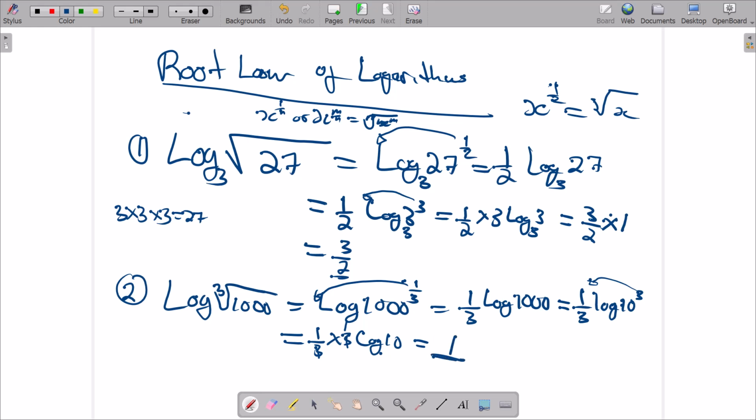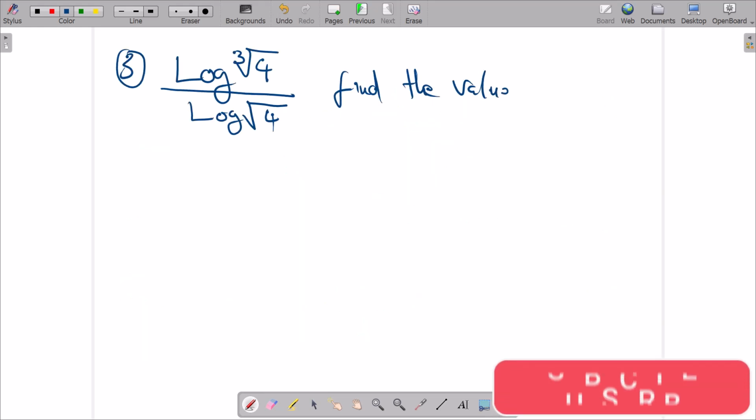So now I want you to solve this question. Find the value of this logarithm.